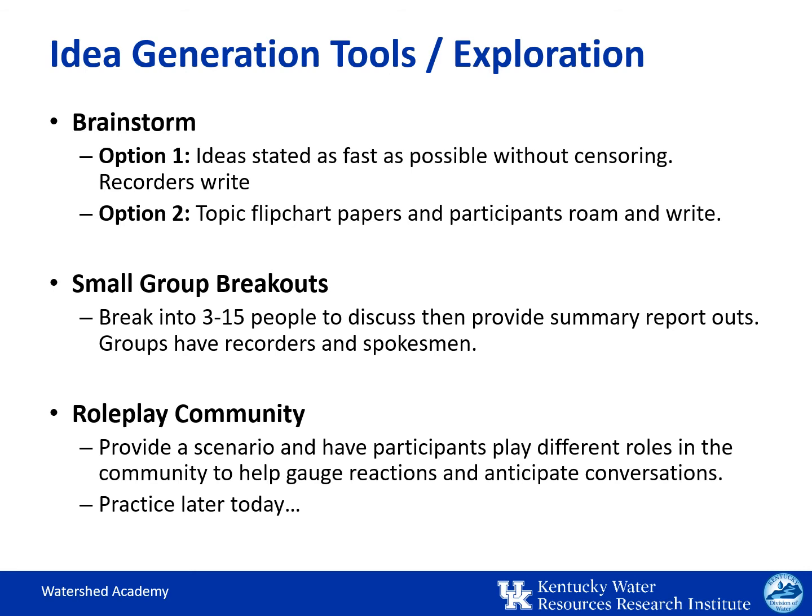You either need to have a sufficient number of recorders to write down all ideas, or you can place flip charts around by different topics and have people just roam around the room and write the feedback on them. Again, you sort through the ideas later to determine which ones are good and which are bad. That's in the prioritization phase.